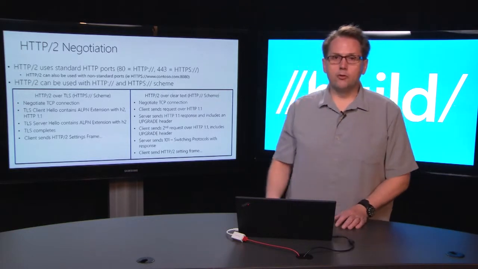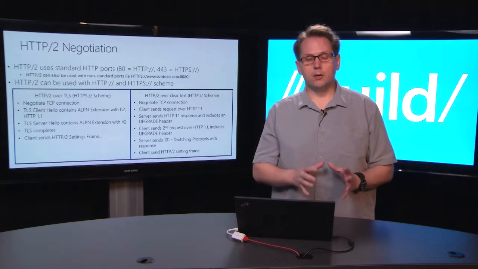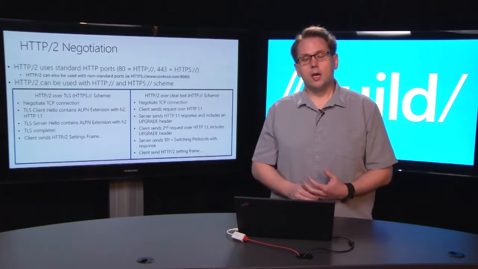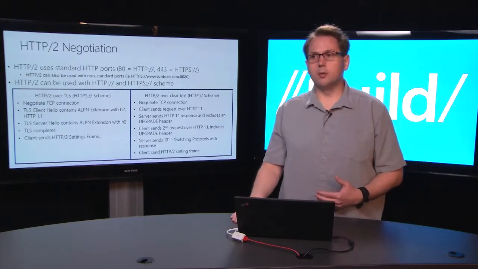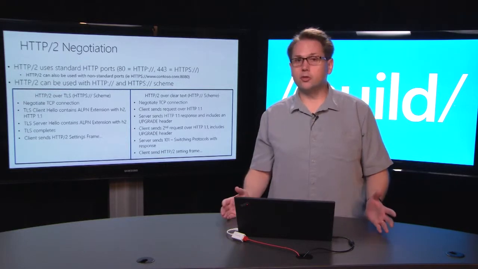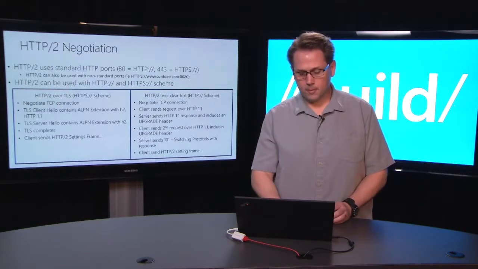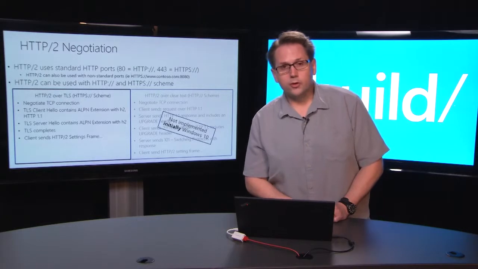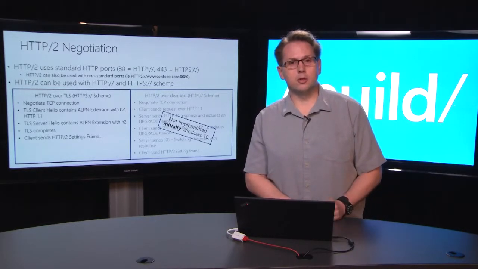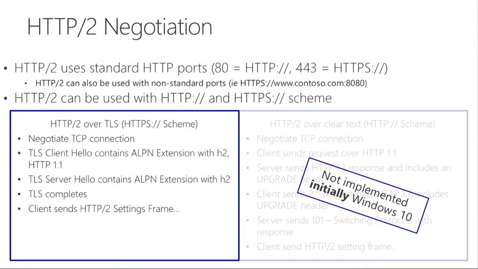So what this enables is that both HTTPS and HTTP transports can be negotiated and can be supported in an environment where the client can support HTTP 1.1 and HTTP2 and can connect to any server regardless of what they support. Now, for Windows 10, we are not going to be supporting the HTTP scheme and the clear text initially. This is something that we anticipate will evolve and we will implement over the long term, but it is not going to be in the first release of Windows 10.